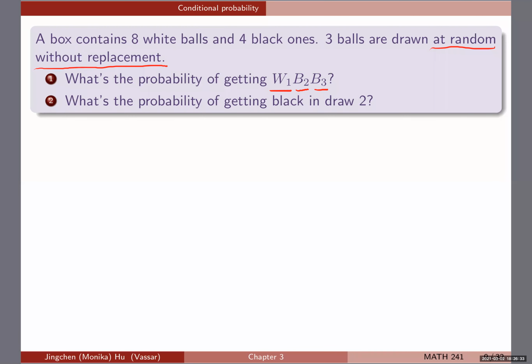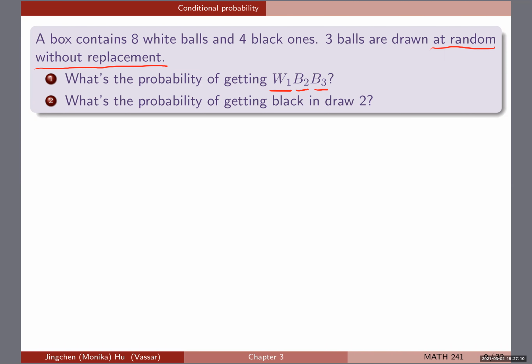And then the second question is, what is the probability of getting black in draw 2? The second one is probably a little bit more sophisticated here, but let's start with the first part. The probability of getting the first one white, the second one black, and then the third one black. Of course, we might be able to work this out without knowing about conditional probability, but the approach that we used to take, especially in the introductory lecture, if you remember some of it, we are unconsciously to some degree using the conditional probability.